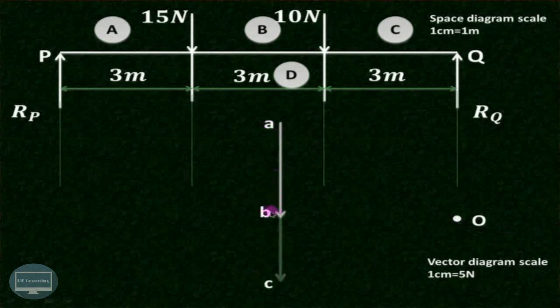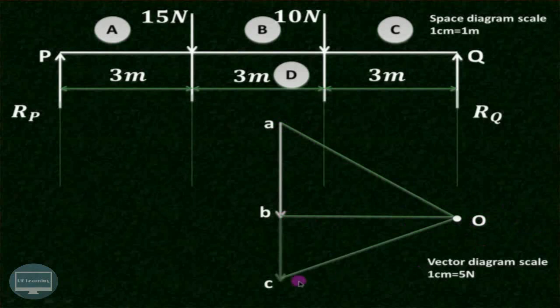As we have already seen, this AB is 15 Newton force, and we have represented it by 3 centimeter, because 15 divided by 5 is 3 centimeter, and 10 divided by 5 is 2 centimeter. So BC represents the 10 Newton force, and AB represents the 15 Newton force. We have chosen any point O known as the pole, and now we'll join A with O, then B with O, and then C with O. So these are the rays which we have obtained by joining A with O, B with O, and C with O.